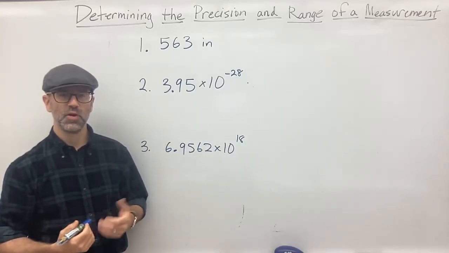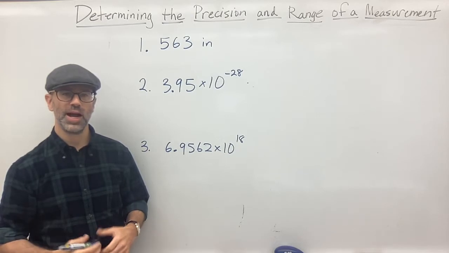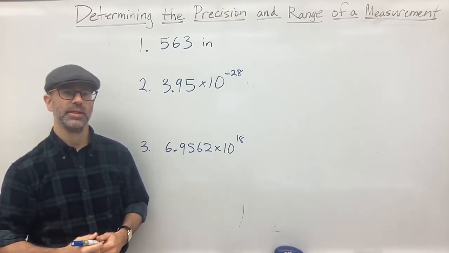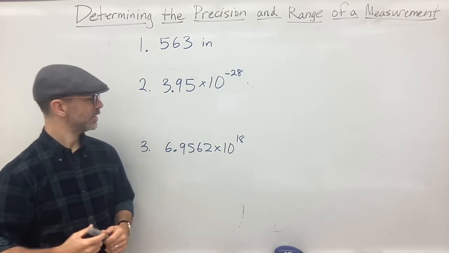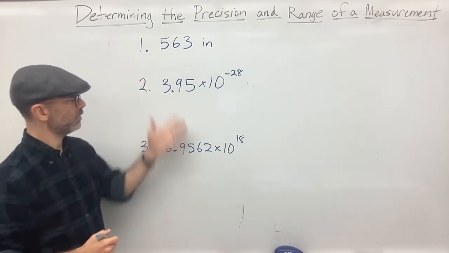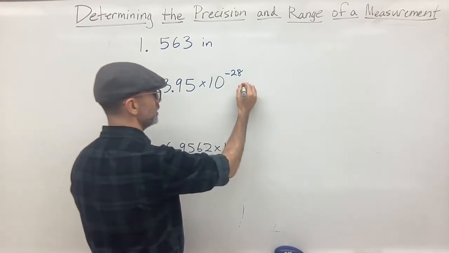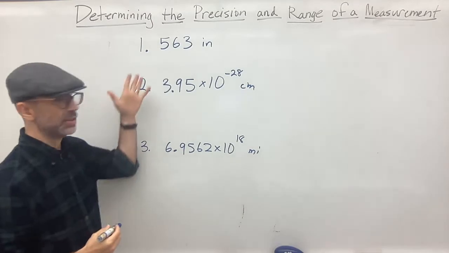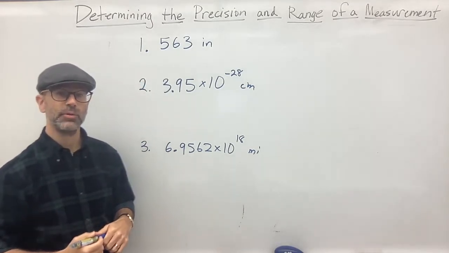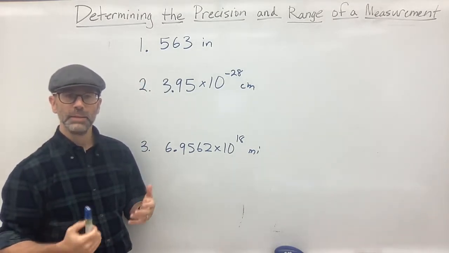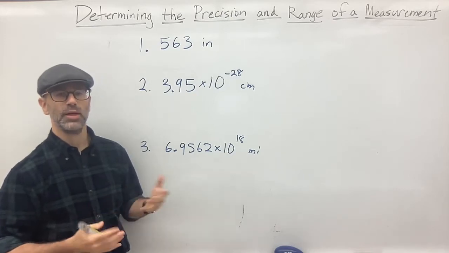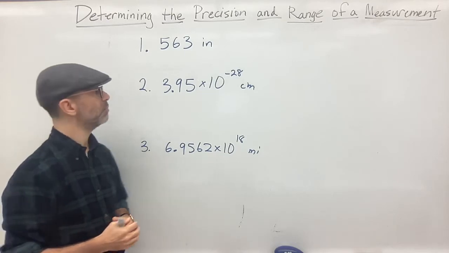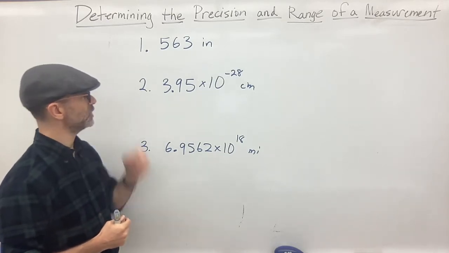My name is Mr. Kovalt, and in this video I'm going to go over how you determine the precision and range of a measurement. And let's get into this. So here we're given some measurements. I'll just put some units on here: centimeters, miles. So we've got some measurements here, and we need to figure out what the precision of this measurement is, as well as the range that's allowed for this measurement within the parameters of its precision.